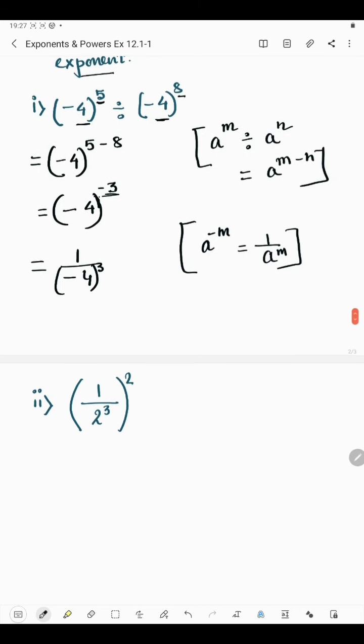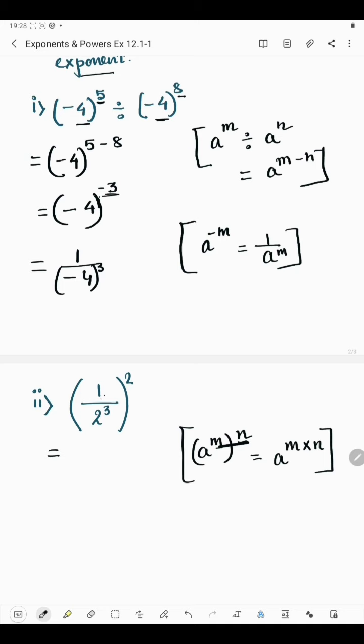Now in the second part we have 1 by 2 to the power 3 whole to the power 2. Okay, now here we have the law, which is if a to the power m whole to the power n, means if there is power of power, then we multiply the power. So we'll write the base and we'll just multiply the power, so it will be a to the power m multiplied by n. Okay, now here we will apply this law.